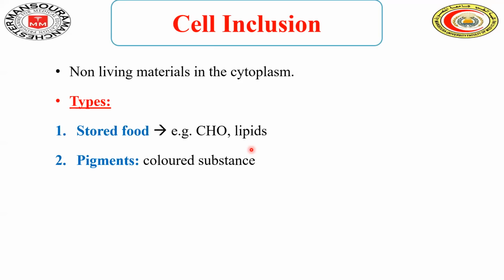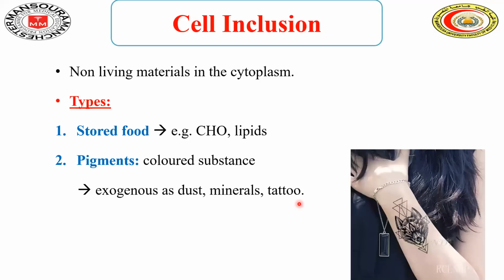Some cells in the body contain pigments, and pigment means colored substance. This pigment may be exogenous, so we take it from outside, like the dust that can enter the body with the air inspired, like the minerals, like the tattoo, which is the injection of dye under the skin. All of these are examples of exogenous pigments that enter the cell from outside.